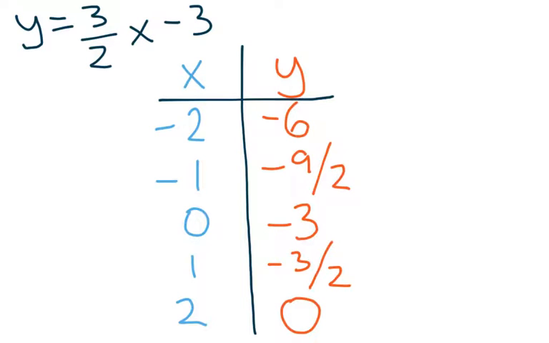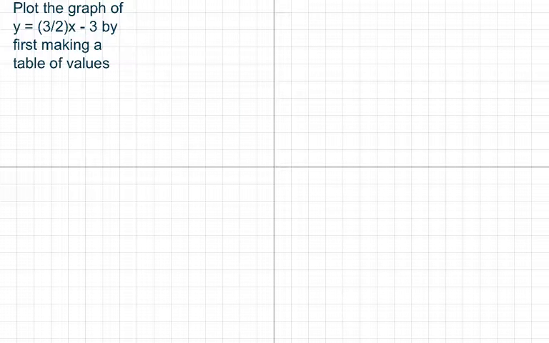And if we continue on like that, plug in 0 for x, 1 for x, and then 2 for x, we get these coordinate points where y equals -3 when x equals 0, y equals -3 over 2 when x equals 1, and y equals 0 when x equals 2. Now we can plot these on our coordinate axis over here.